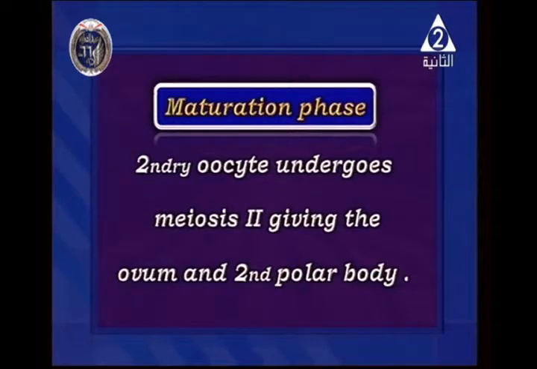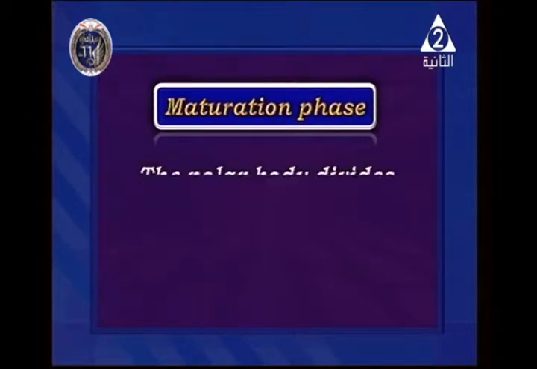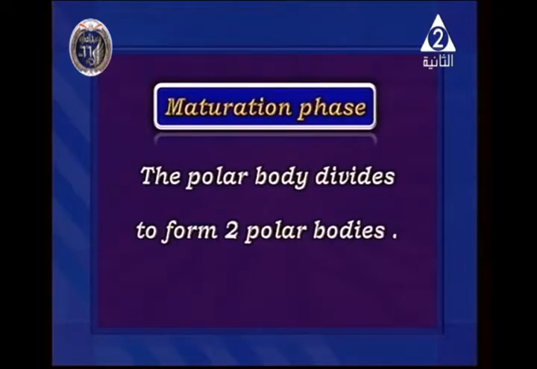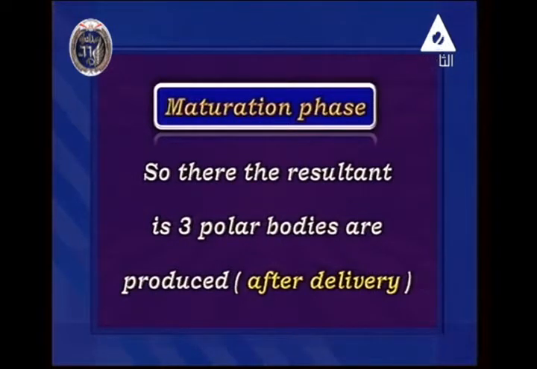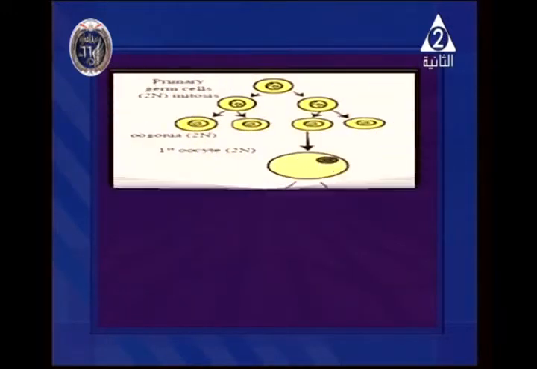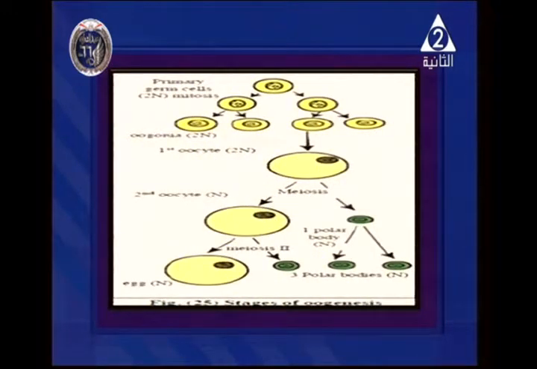So we have the first polar body, and after that, when the secondary oocyte undergoes meiosis 2, it gives the ovum and the second polar body. Okay? The polar body itself divides to form two polar bodies. All of that happens inside the maturation phase. So the final result is that 3 polar bodies are produced, and after that we can get the final one, which is the egg or the ovum.